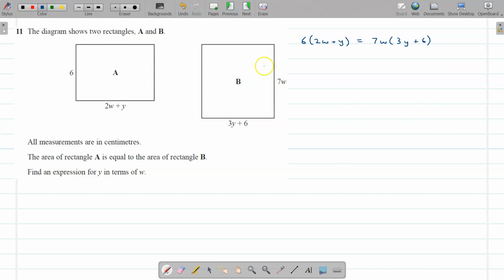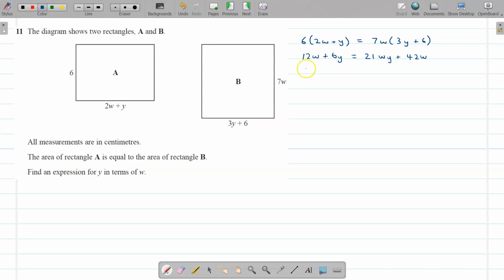Now, if we multiply those brackets out next, that's the obvious thing to do. We get 12w plus 6y is equal to 21wy plus 42w. Now that's all quite straightforward, but what you've got to do is write y in terms of w. Now the problem is y appears in 2 different places in this equation. So what we have to do is get all the y terms on one side. So this is the next step.